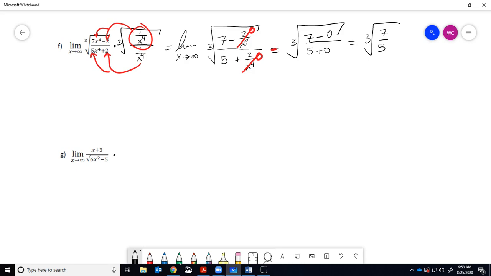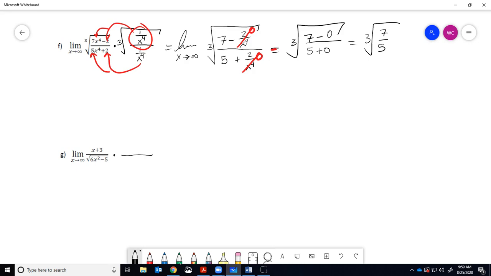All right, one more example here. This one's a little different because we only have the root on part of our problem. So what are we going to do? Well, we're still going to do basically the same thing, but we're going to do one at a time, top and bottom separate. So where do we choose our x power from? The bottom. So let's start there.